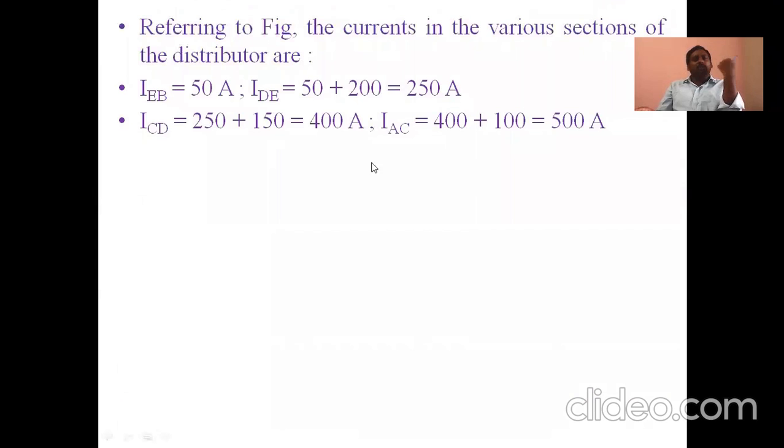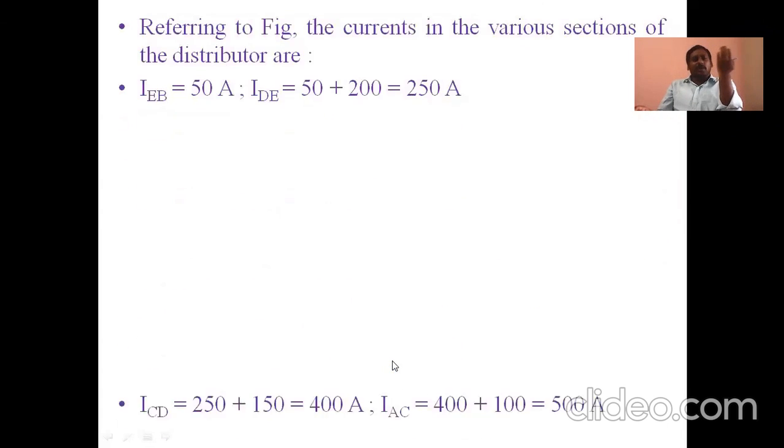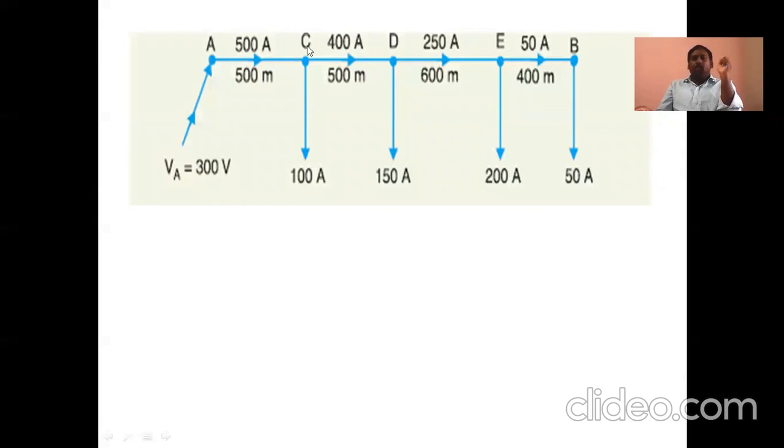In the previous class, in the derivation, what I told, the same procedure we can apply, and then we can easily calculate the section currents. If section currents are determined and section resistances are already determined, then the product of current and resistance is the voltage drop across the section. Then the potential difference at load point C: see here, this is the load point C.